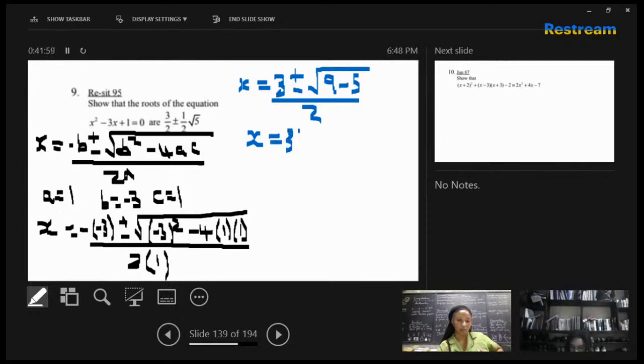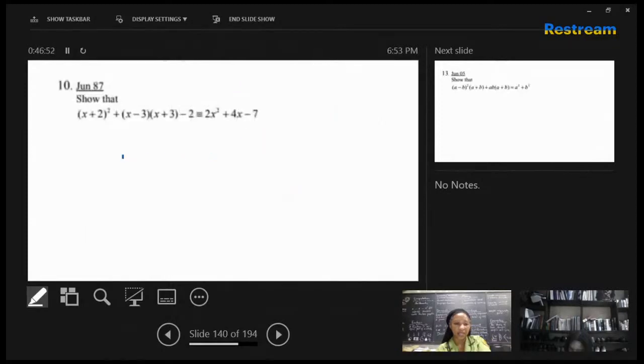3 plus or minus the square root of 5. Sorry, this is a 4. That must be a 4. Hold on. So 4 times 1 is 4. Yes, so now it becomes 5 over 2. So if we split it up now, x is equal to 3 over 2 plus or minus a half root 5.